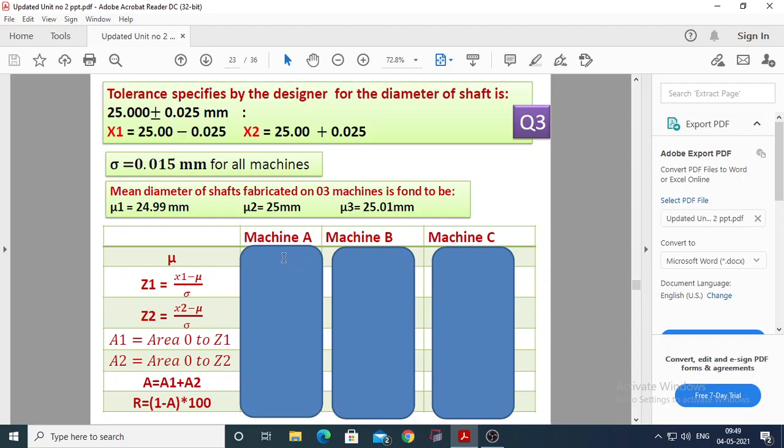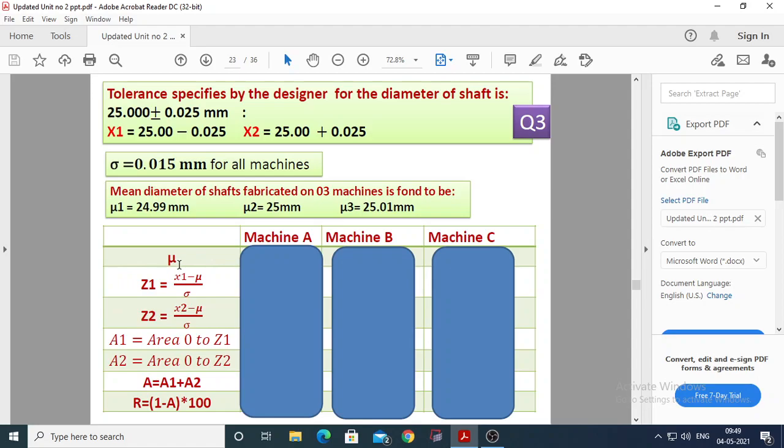There are 3 machines given. The mean diameter of the shaft fabricated on the 3 machines is found to be: mu1 is 24.99 mm, mu2 is 25 mm, and mu3 is 25.01 mm. Then how to solve this example? Here you have to calculate the rejected percentage again. How to calculate that?